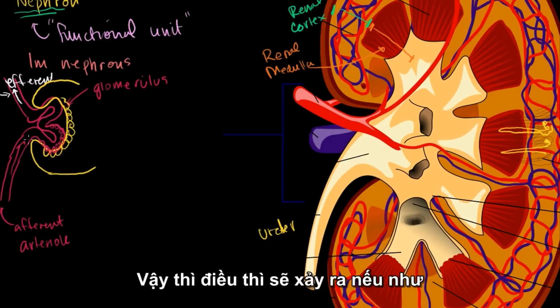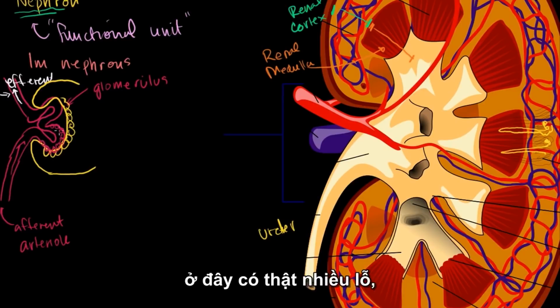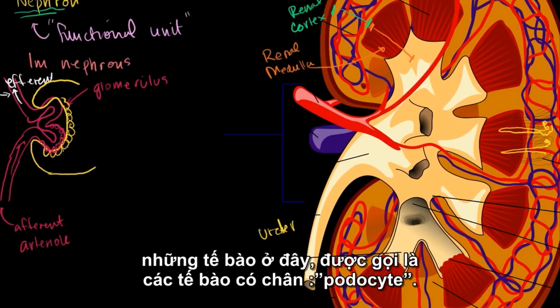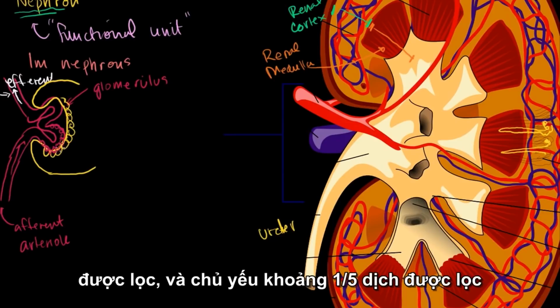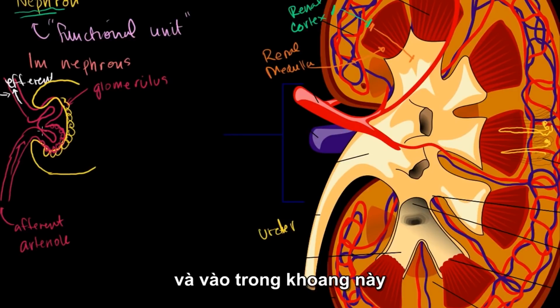What happens is the blood comes in at really high pressure. This is very porous. These cells out here, they're called podocytes. They filter it. They're a little bit more selective in what gets filtered out. And essentially, about a fifth of the fluid that comes in ends up going into this space right here. That's called the Bowman's space. Well, actually, this whole thing is called the Bowman's capsule.